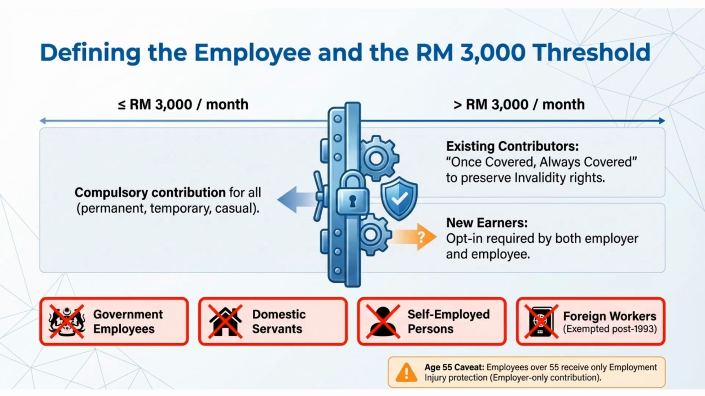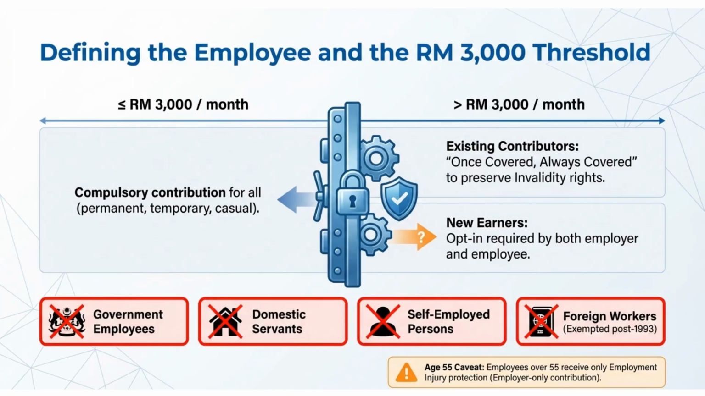First, employees who were previously registered and have contributed to SOCSO must compulsorily continue contributing, even if their wages now exceed RM 3,000. This follows the principle of once covered, always covered, preserving their accumulated rights under the Invalidity Pension Scheme. Second, employees who earn more than RM 3,000 and have never been registered are given an option to be covered, but both the employer and the employee must consent.